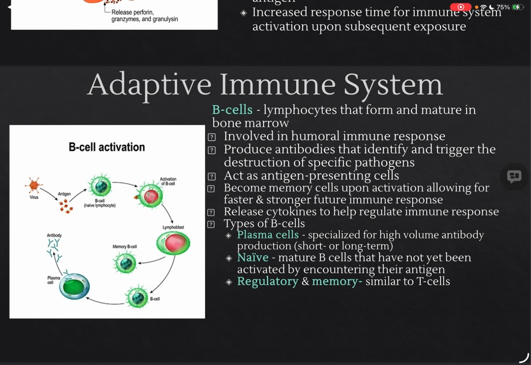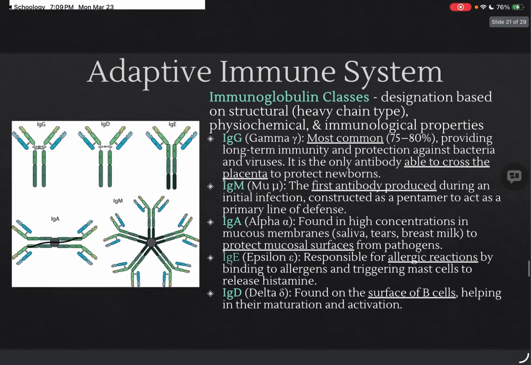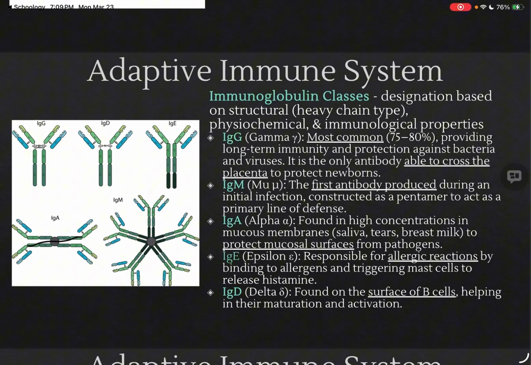And there are different types of B cells. We have plasma cells, which are specialized for high-volume antibody production. These can be short or long-term. And then our naive cells, which are mature B cells that have not yet been activated by encountering their antigen. Then we have regulatory and memory, which is similar to T cells, which I previously explained by the fact that they have memory.